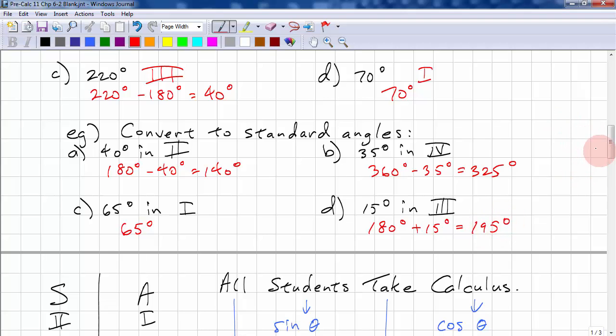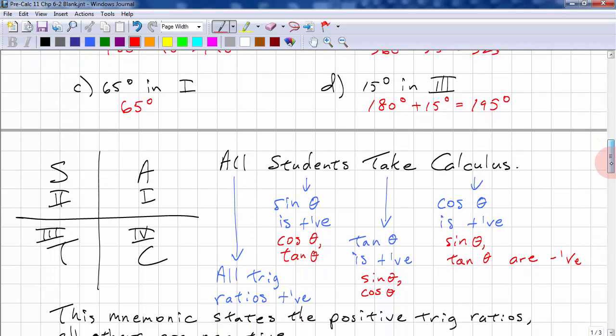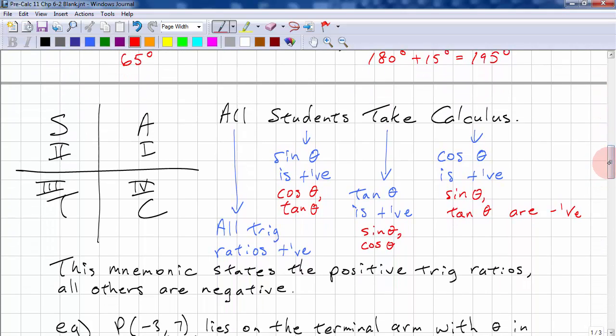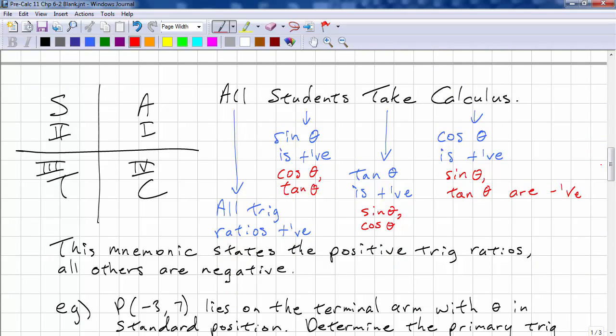In the four quadrants, there's positive and negative trig ratios. So, to help us remember which one's positive and which one's negative, we use the mnemonic All Students Take Calculus, ASTC, quadrants 1, 2, 3, 4. So, in the first quadrant, all trig ratios are positive. In the second quadrant, only sine is positive. Cosine and tangent are negative.